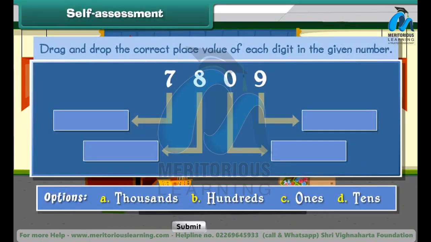Self-assessment. Drag and drop the correct place value of each digit in the given number.